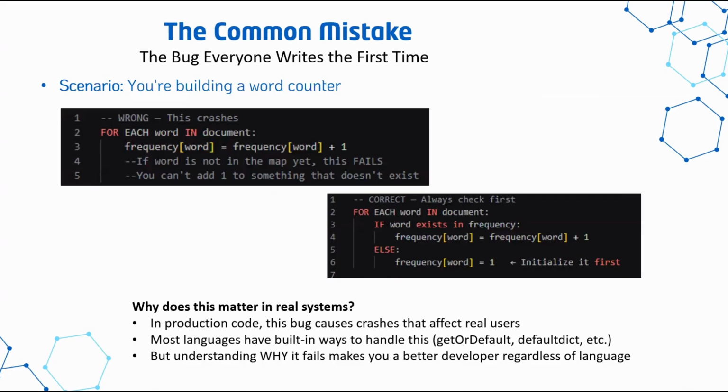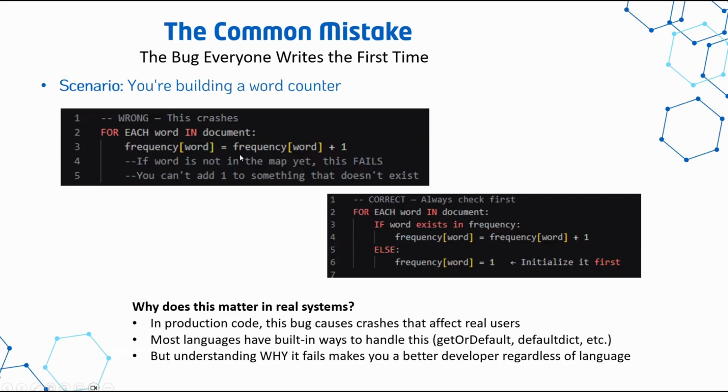So again, coming back to coding, the common mistake, the bug everyone writes the first time, and I have to be honest, even Claude does this. I saw this 2 to 3 weeks back. Maybe my prompt was not good enough, but I saw this. Developers do this a lot when they're coding manually. Just spot the issue here. Let's say you're building a word counter. You do for each word in document, frequency[word] = frequency[word] + 1. Now think of a scenario where frequency is an empty array or an undefined thing. This is going to throw an exception. It's going to give you a production issue.